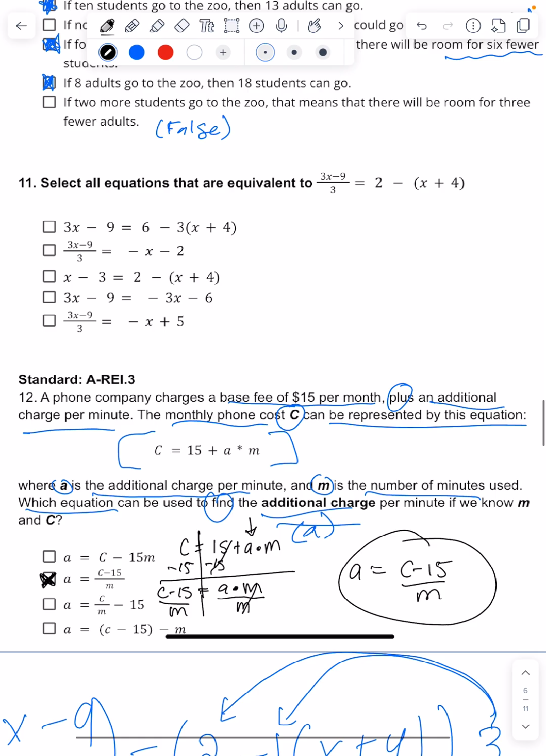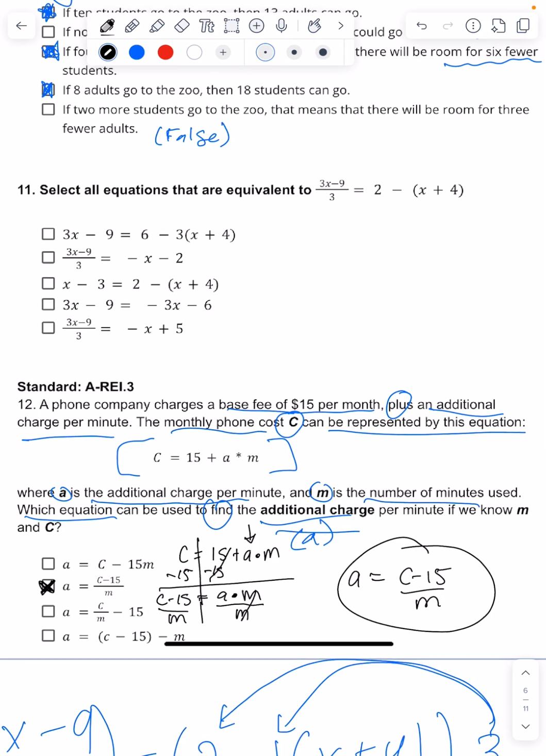The last question was 11. So it says select all the equations that are equivalent to this equation right here that they give us. Everything has to be equivalent to that. So in this case, one of the things that we have to think about is that we could manipulate equations and still keep them equivalent as long as we're always keeping in mind that whatever operations we're doing to the left-hand side of the equation has to also be done to the right-hand side of the equation. Or kind of pay attention to what's happening within our answer choices in this case.